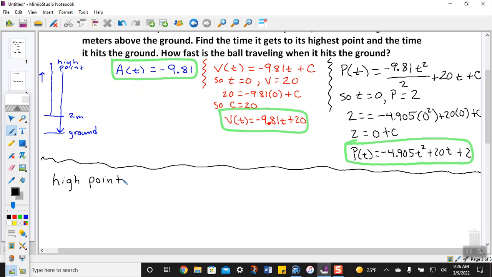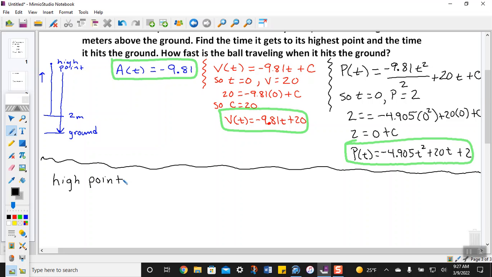The highest point. It was moving 20 meters per second. Gets to here, gets to here, gets to here. What characteristic must be true at the highest point? Relative to maybe acceleration, relative to velocity, or relative to position? What can I honestly say? Ball gets up here. Start at 20 meters per second, gets up to here. In position. Okay, it's its highest point, right?